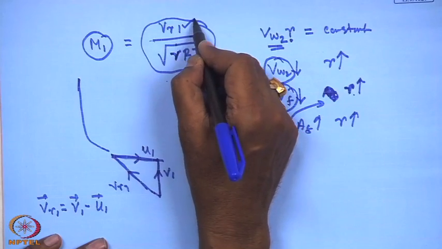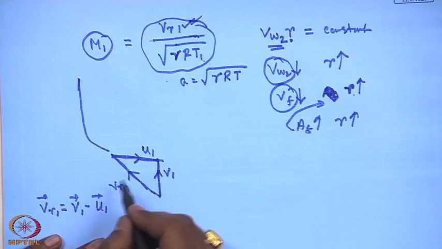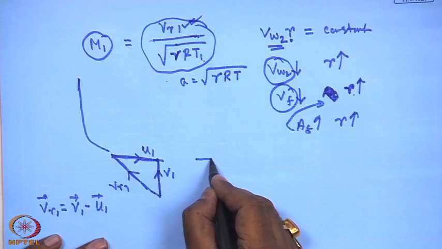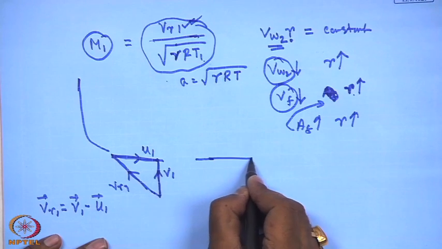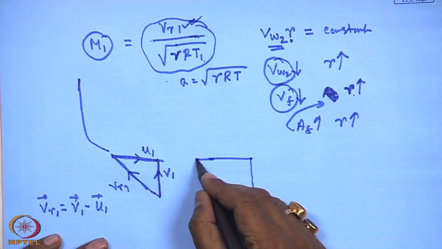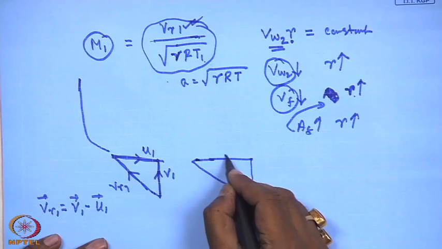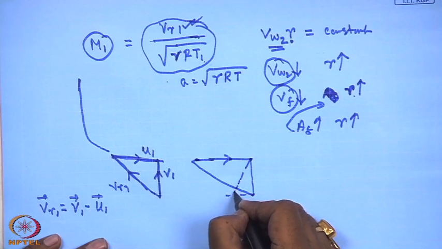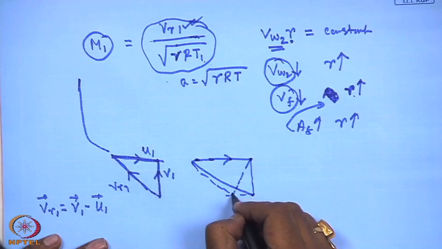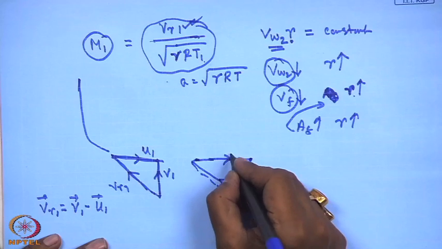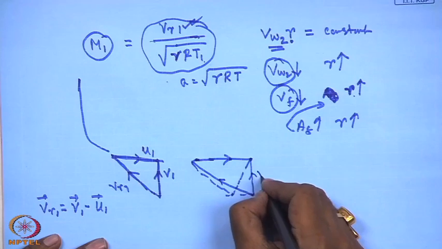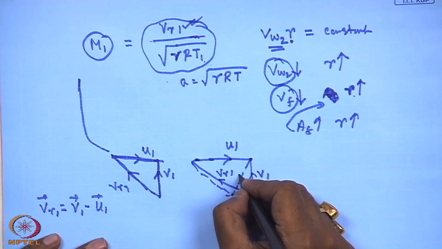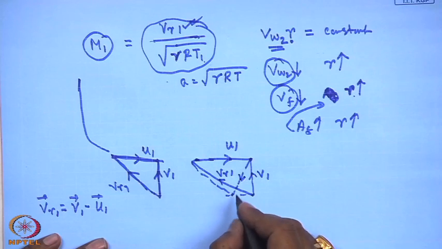Now, VR is sometimes reduced by giving a deflector, and the thing is like this. For the same flow velocity, I again draw this diagram. So, this is the ideal one: V1, U1 and VR1. So, the dotted one is like this, this will be my final V1.